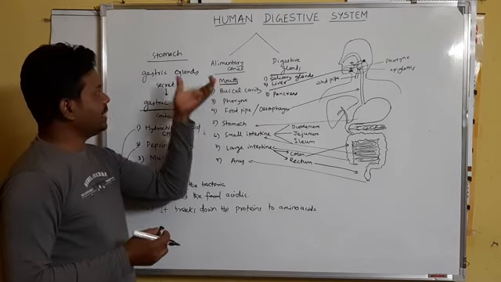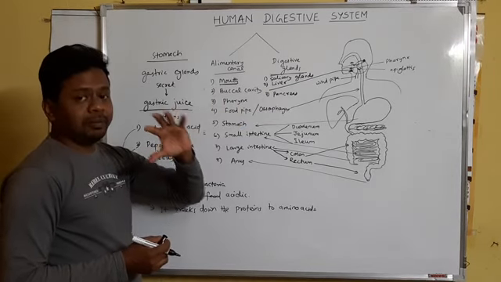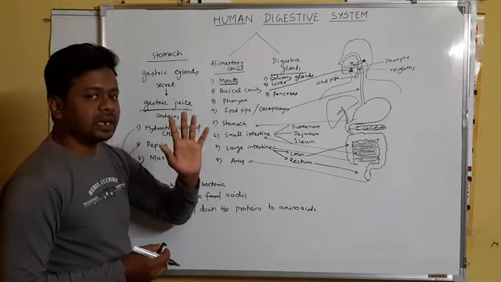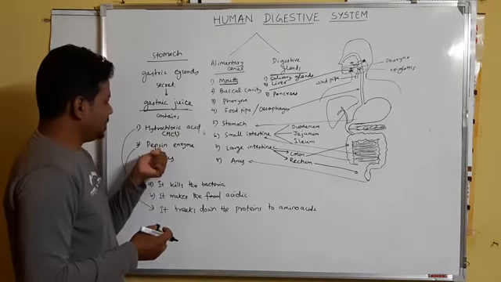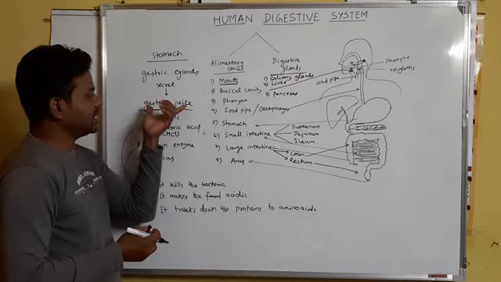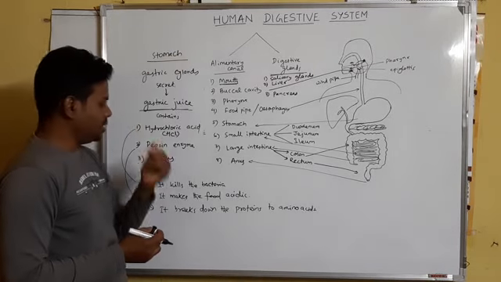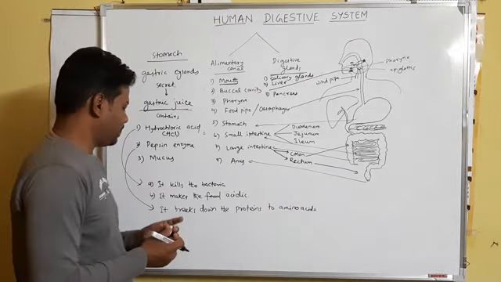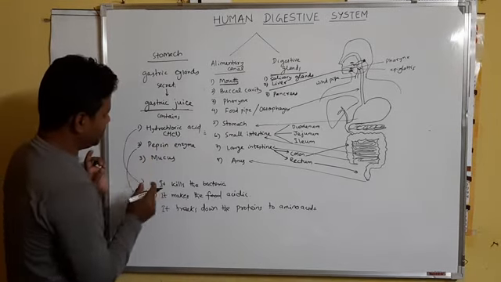Again I am repeating, in saliva, salivary amylase enzyme is present, which breaks down the starch into sugar, whereas the pepsin enzyme is present in gastric juice inside the stomach, which breaks down proteins into amino acids. This is the role of the pepsin enzyme.